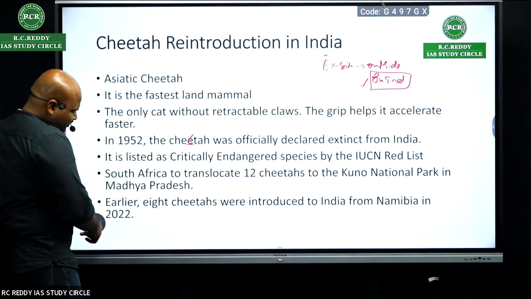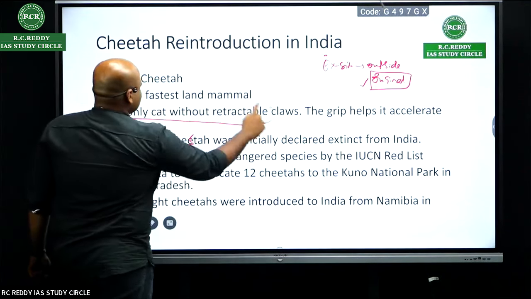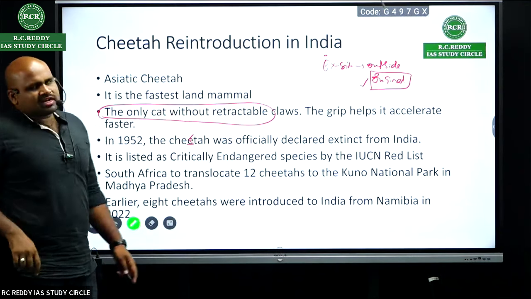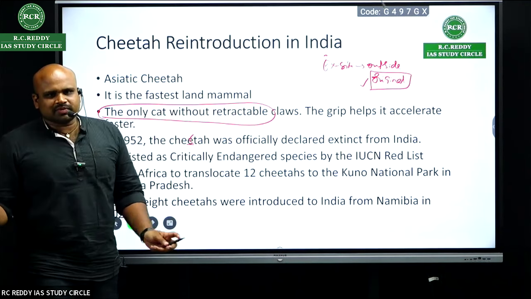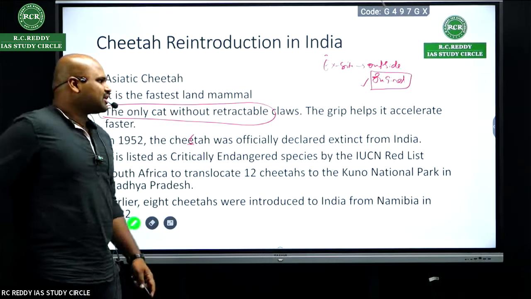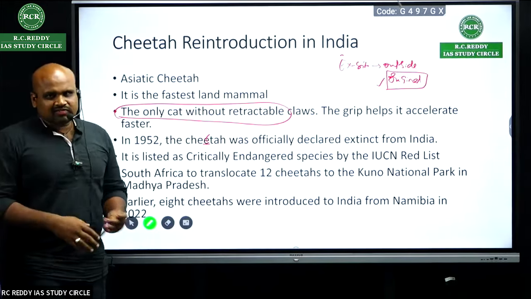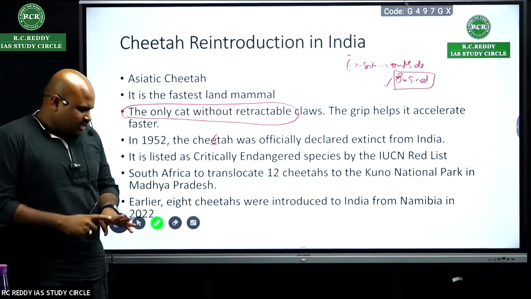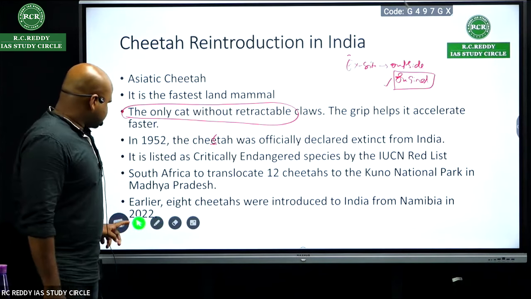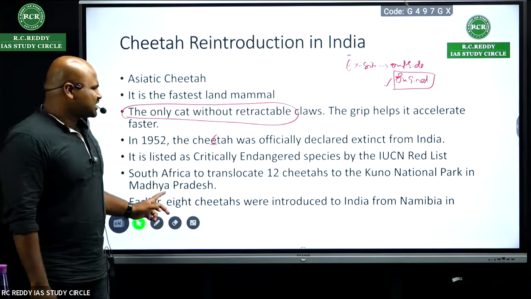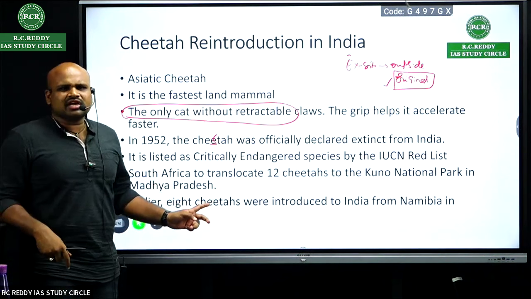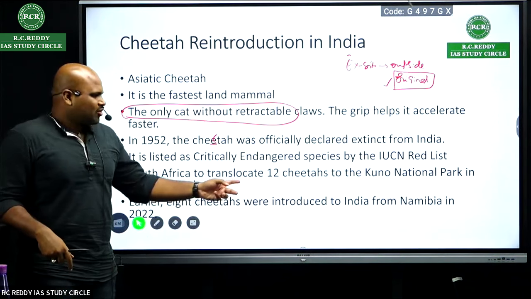And there is one peculiar feature about the cheetah. It doesn't have claws, and just because it doesn't have claws, that was the fundamental reason why it can accelerate faster. It is one of the fastest mammals present. Okay?